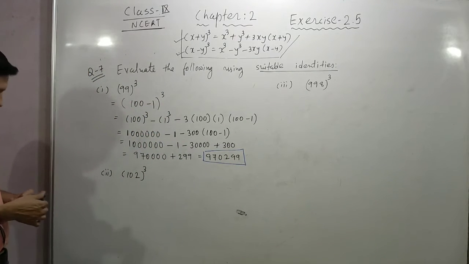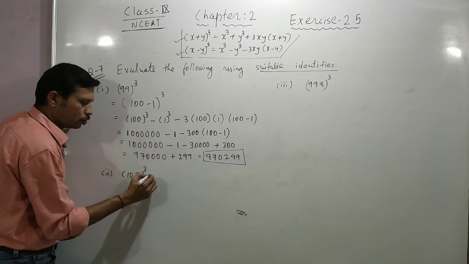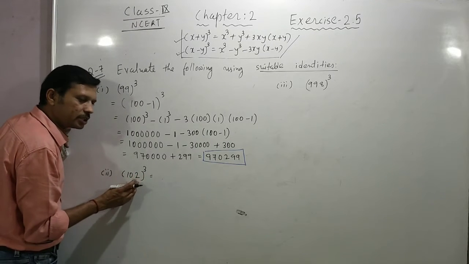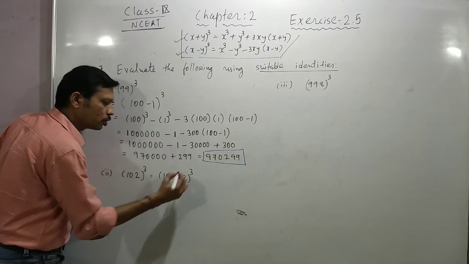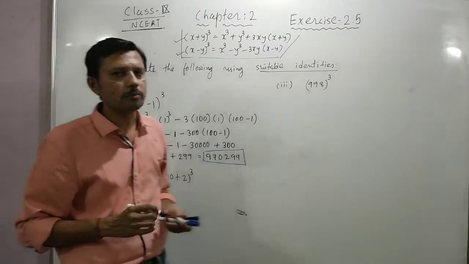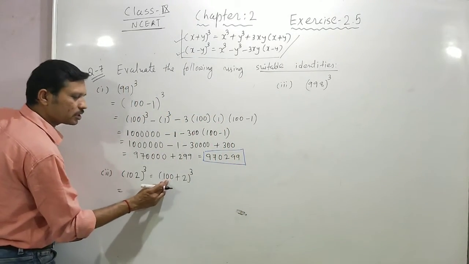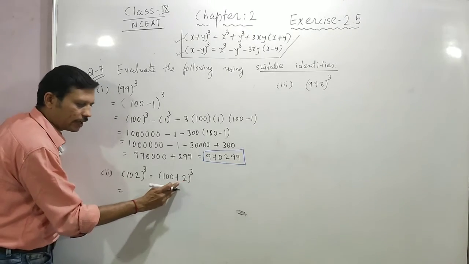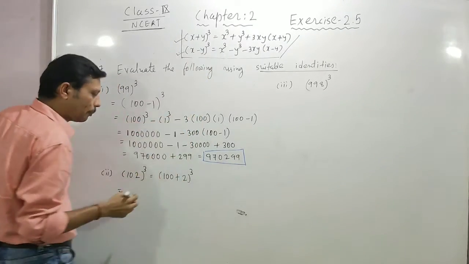Okay. Now for the second question, 102 the whole cube. Into which two parts can we split this number? The better option is 100 plus 2 the whole cube. By making 100 and 2 into a cube, it will be an easier task for us. Now this one we will consider as x, this one as y, and we have the plus between these two terms. So the first identity will be applicable here.